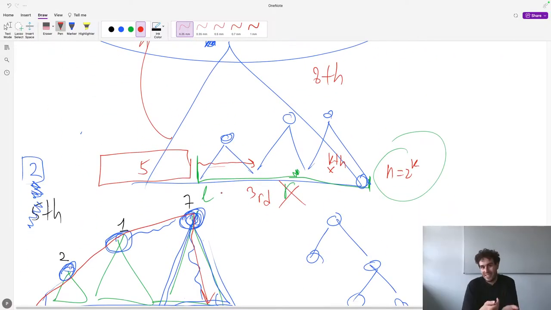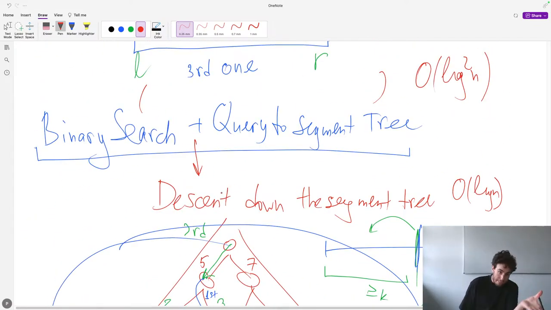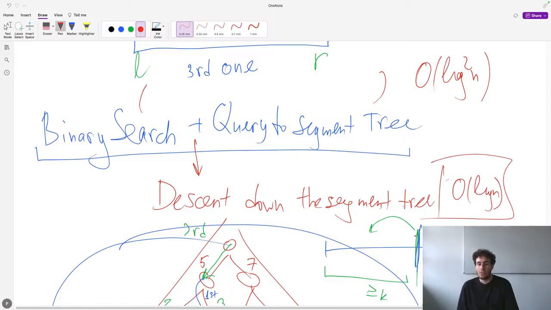But this only works in the specific case, but this idea of descending down the segment tree, as in combining binary search and queries to a segment tree into a single log factor rather than 2 log factors, is a very general idea that can be used in many situations. Okay.